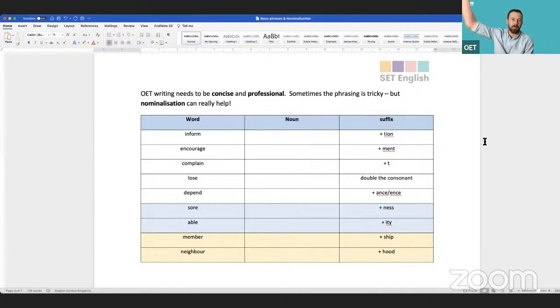Okay, let's get some hands up, please. Give me some hands. I want some volunteers who can turn words into nouns for me. Just get those hands up. I want to see some different hands, guys. Some different hands. Come on, everyone, get your hand up.